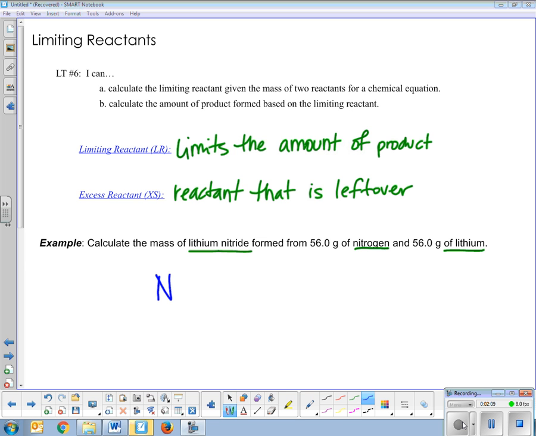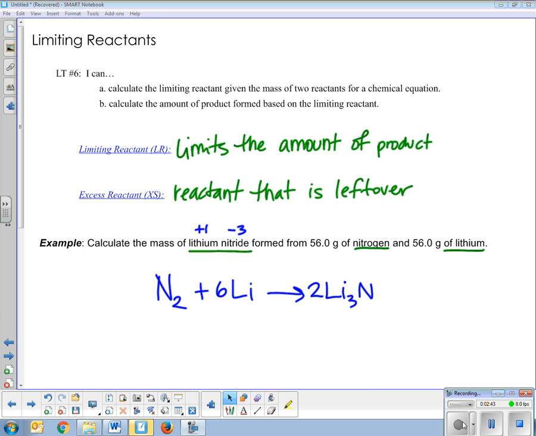So nitrogen plus lithium. And you have to always ask yourself, are they diatomic? Nitrogen is. Making lithium nitride. Remember, lithium is +1. Nitrogen is -3. So your formula would be Li3N. Now to balance this, nitrogens are 2 on the reactant side, so 2 on the product side. And then 2 times 3 gives me 6 lithiums, so I need a 6 here.